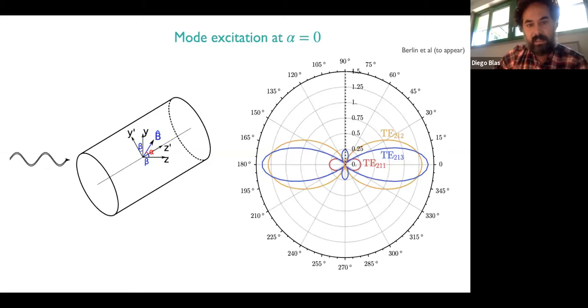Yeah, this is basically the same. You can also do the example where the wave comes from a different direction, not longitudinal to the cavity, but from some angles. And we see the same, that even at alpha equal to zero, you load these TE modes. And yeah, you just need to know how to read them out.